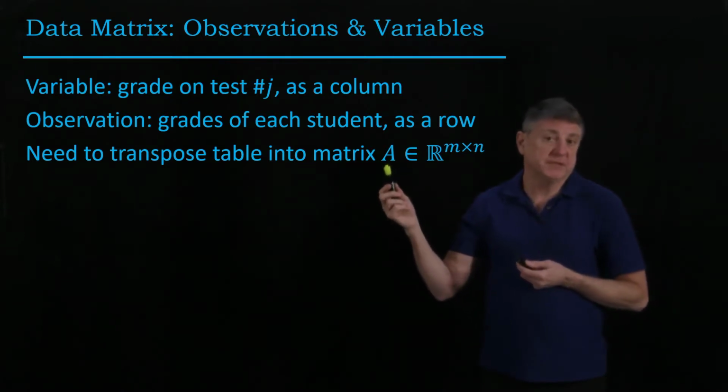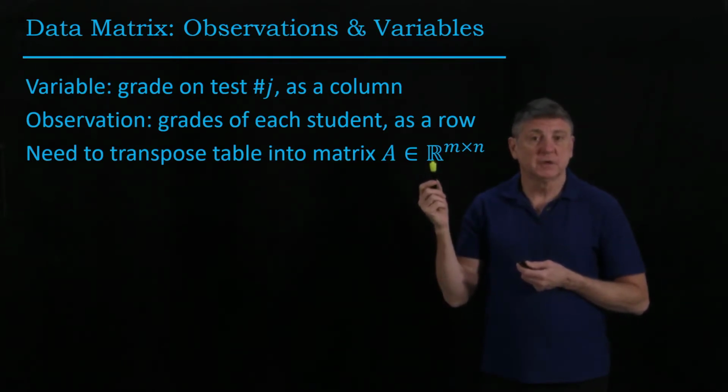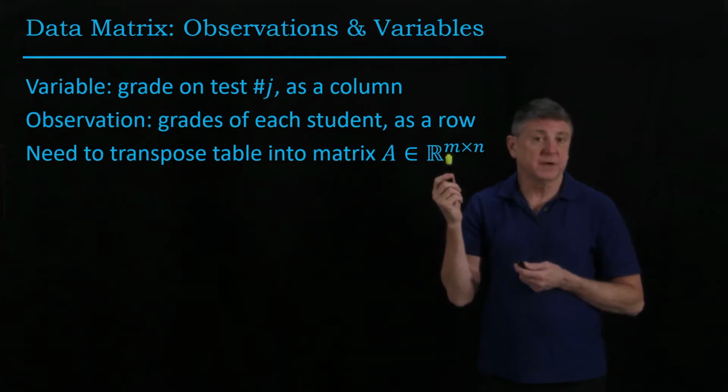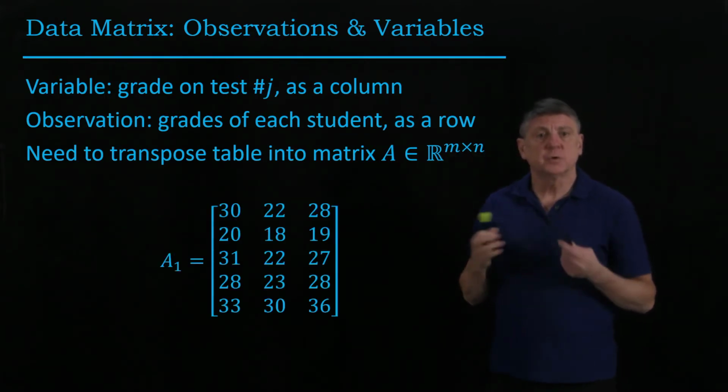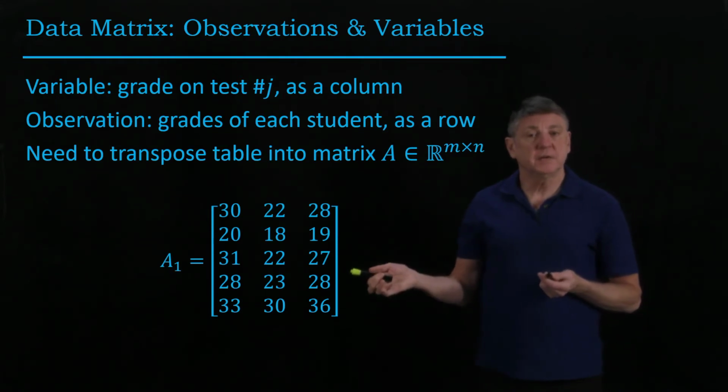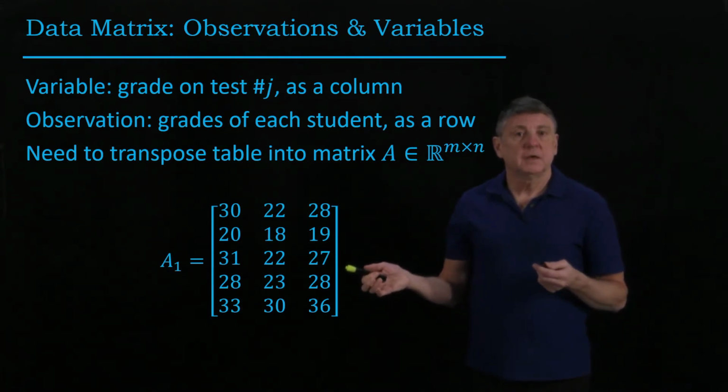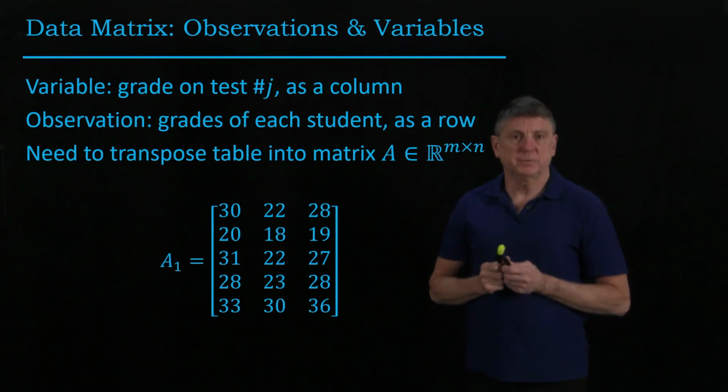We'll call that matrix A, and it has real numbers, and there are m rows for m students and n columns for n tests. So in our case, this is what the data would look like. Now, let's see how we can process this data.